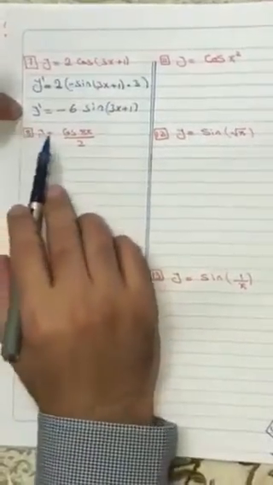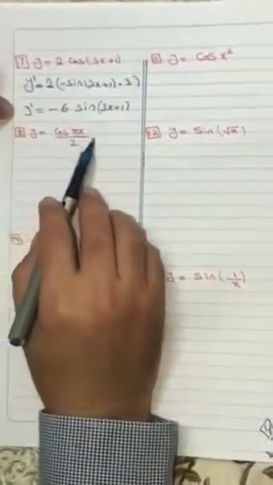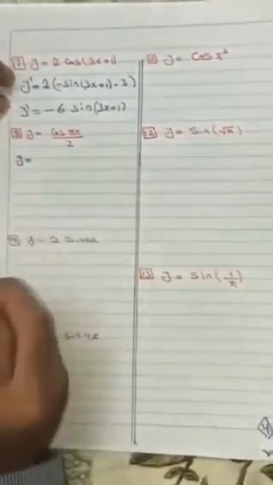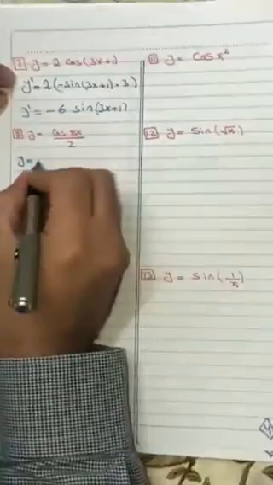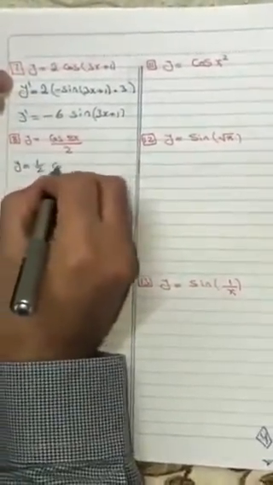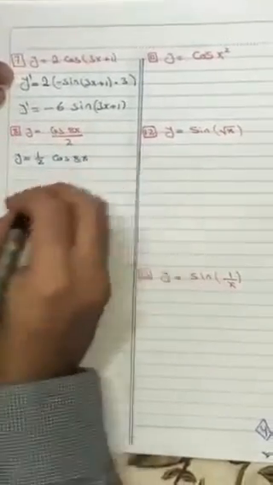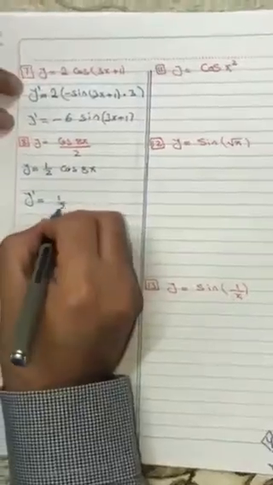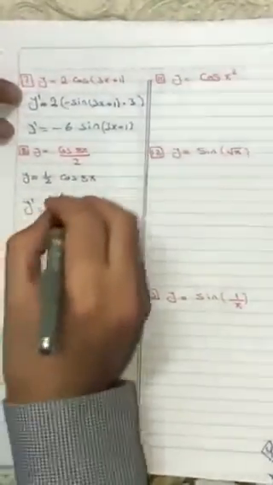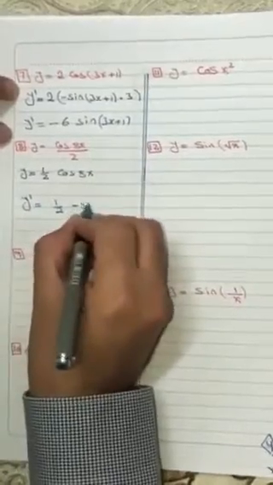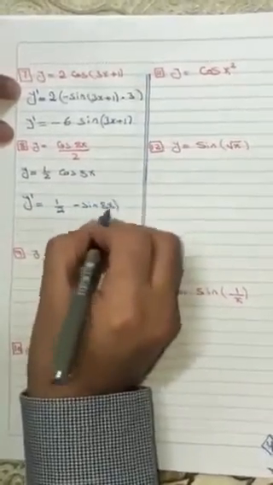Question number 8. y equals cos 8x divided by 2. This question we can prepare first, or simplify it first. Cos 8x over 2, we can write it in this form, half cosine 8x. Now start differentiation. Half is a constant, so keep it. The derivative of cosine is negative sine, so it's negative sine 8x.